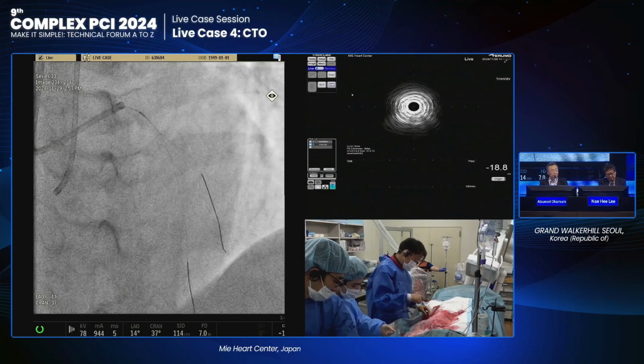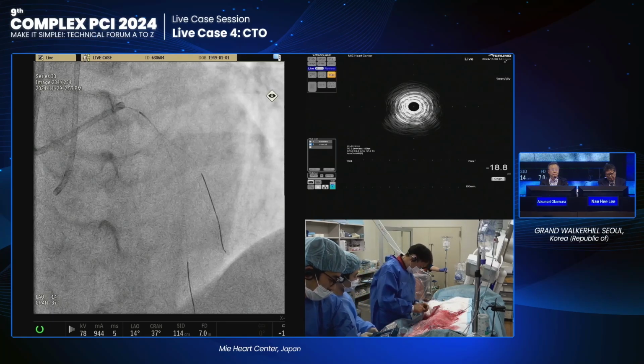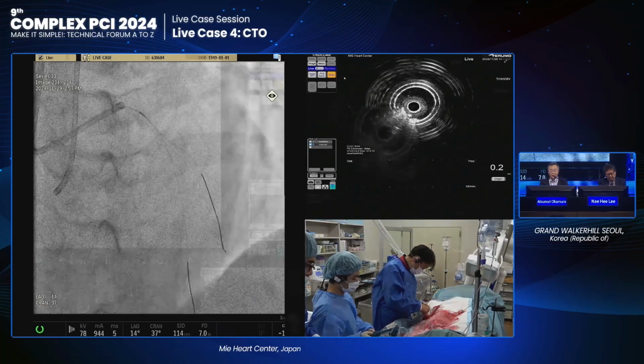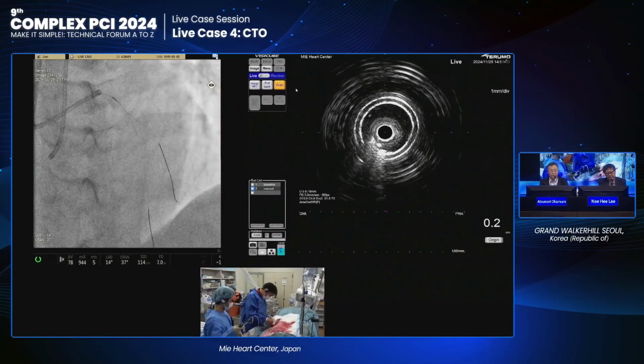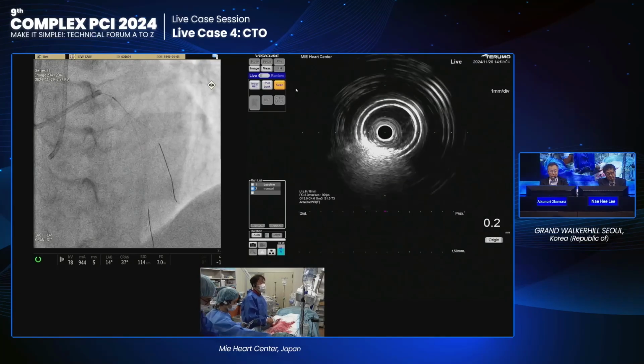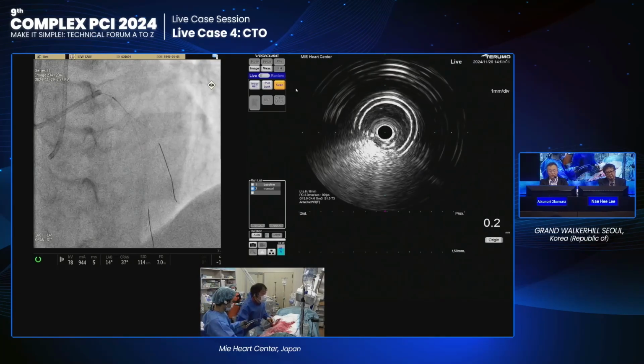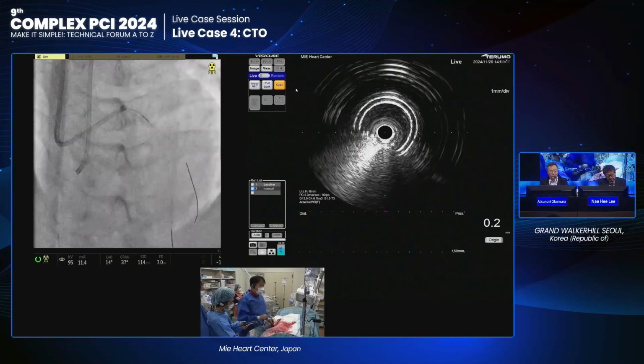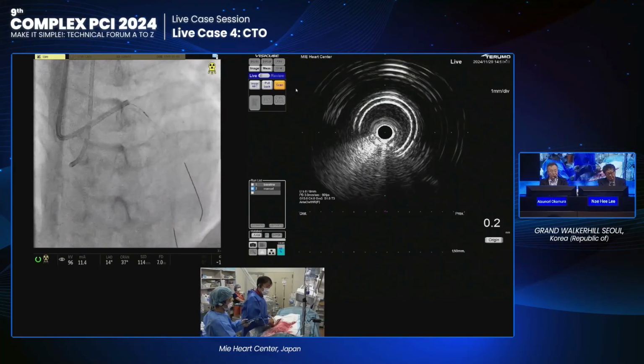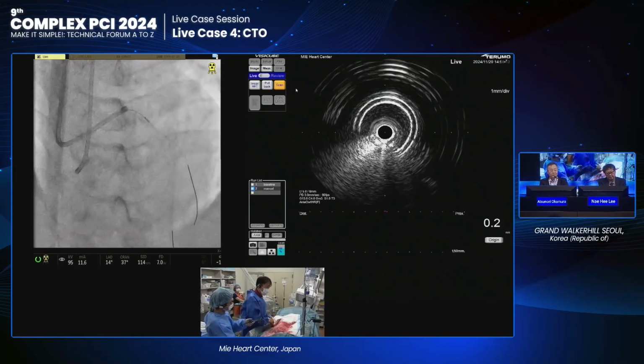Dr. Nasu, may I know which wire in the diagonal approach? This is just as shown. Thank you. The Shion has very good, nice trackability. So in this kind of situation, I always use the Shion as a first wire.